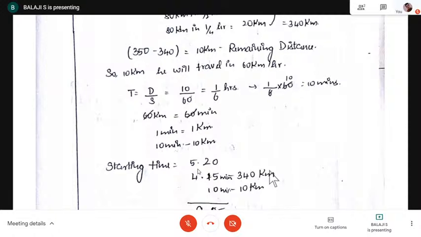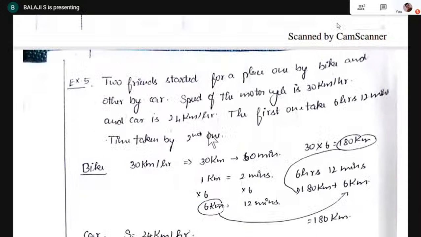Okay, let me solve one more problem. See here, two friends start from a place, one by a bike and another by a car. The speed of the motorcycle, that is the bike, is 30 kilometers per hour, and that of the car is 24 kilometers per hour. The first one takes 6 hours 12 minutes. Then what is the time taken by the second one? So here it is similar to the previous question. First we must understand the question before solving the problem.